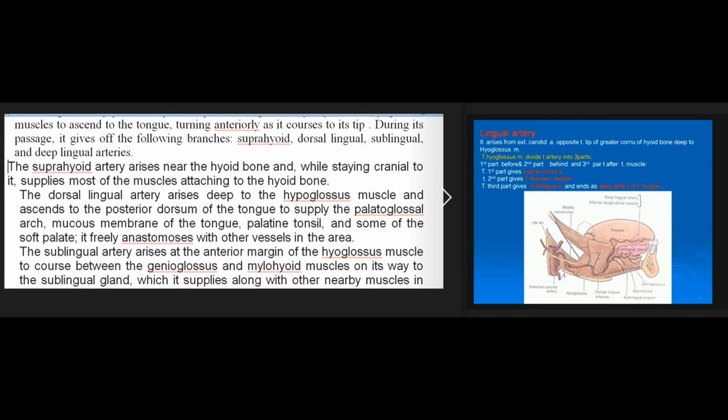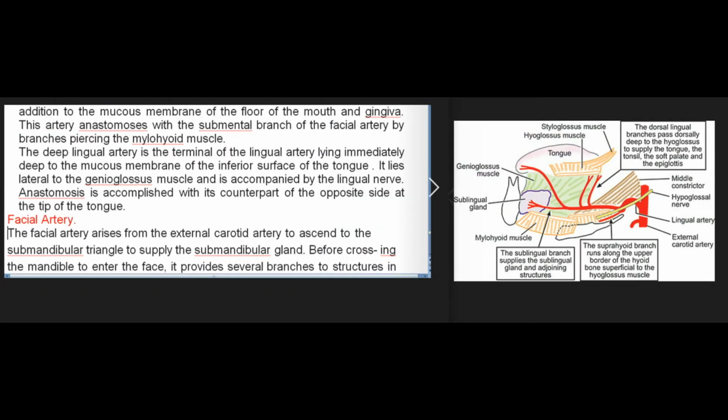The sublingual artery arises at the anterior margin of the hyoglossus muscle to course between the genioglossus and mylohyoid muscles on its way to the sublingual gland, which it supplies along with other nearby muscles in addition to the mucous membrane of the floor of the mouth and gingiva. This artery anastomoses with the submental branch of the facial artery by branches piercing the mylohyoid muscle.